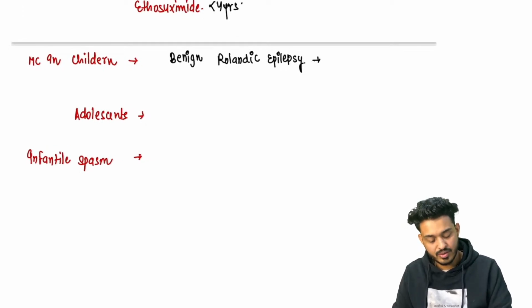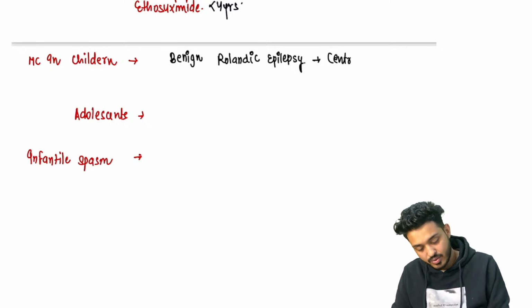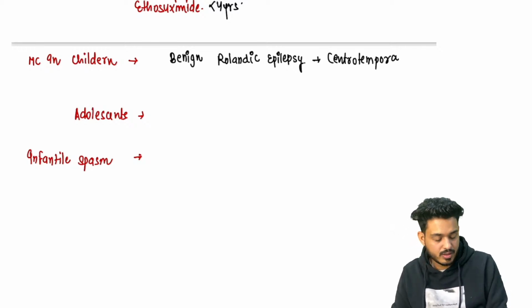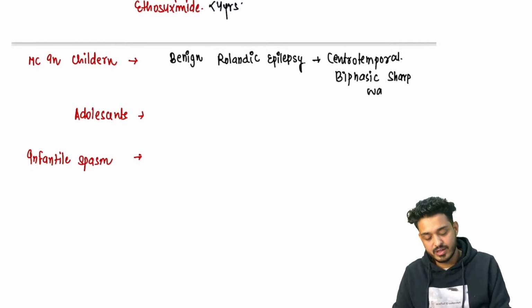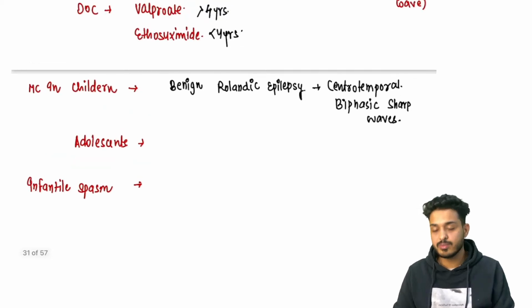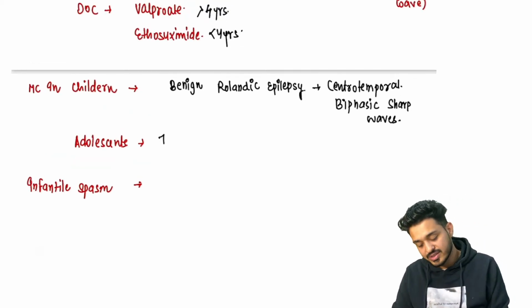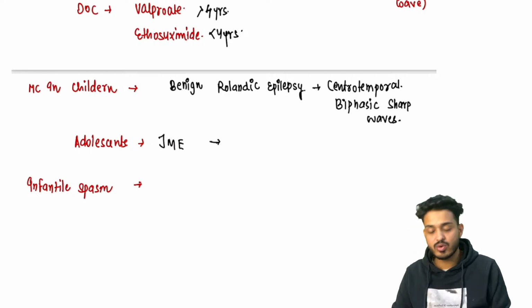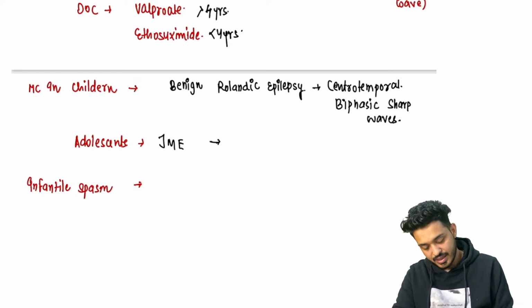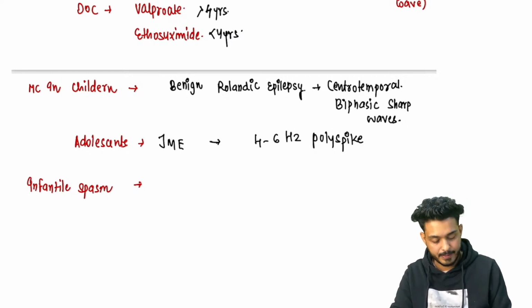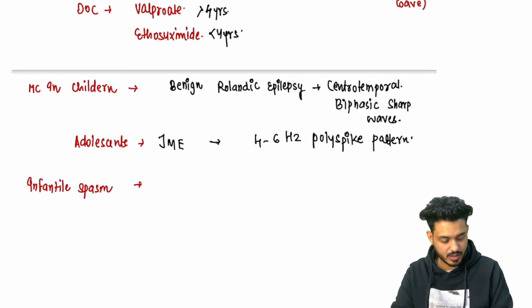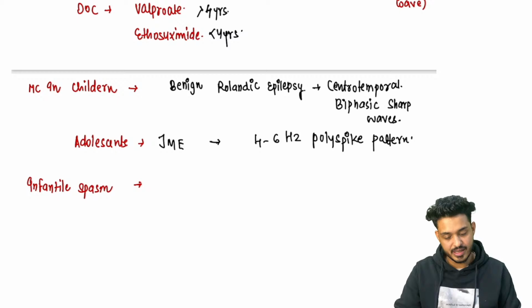And what you are going to find over here, you are going to have centrotemporal biphasic sharp waves. Here you are going to have centrotemporal biphasic sharp waves, right? This is going to be the most common type of epilepsy in children. In adolescents, the most common epilepsy is juvenile myoclonic epilepsy. Juvenile myoclonic epilepsy, here you will be having 4 to 6 hertz polyspike pattern, right?